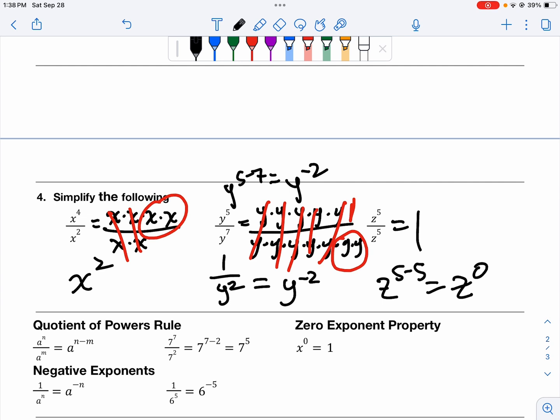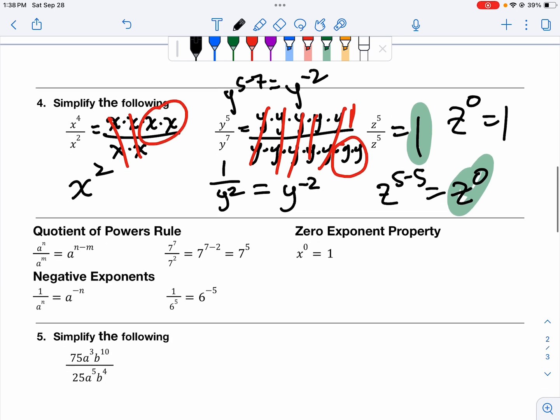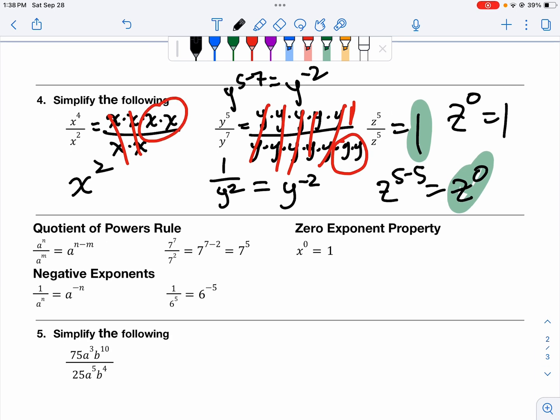So what we've just done, actually this is kind of a mathematical proof, honestly, is that z to the 0, or anything to the 0 power, is equal to 1. That's called the zero exponent property. Okay? So we've added a couple of properties here.